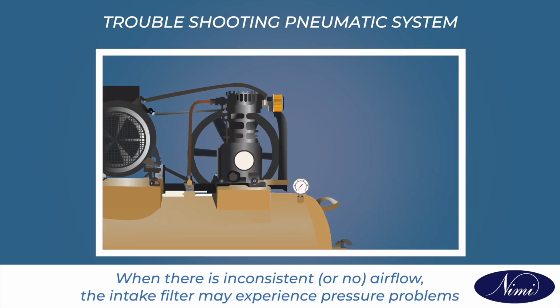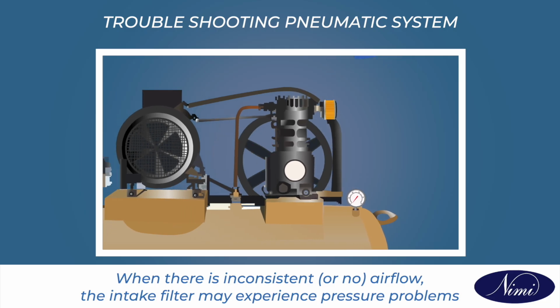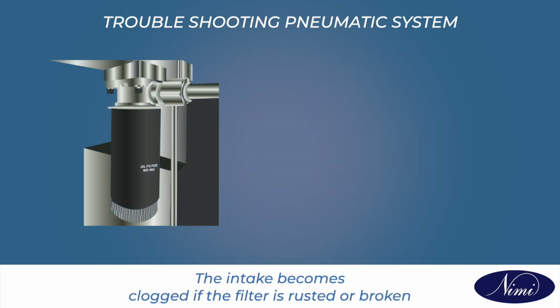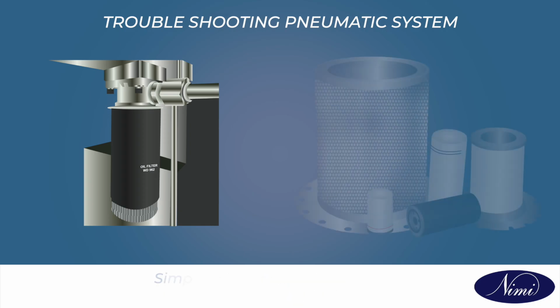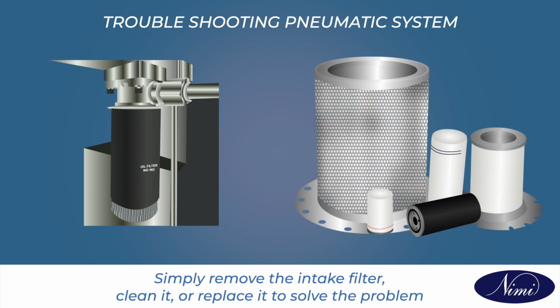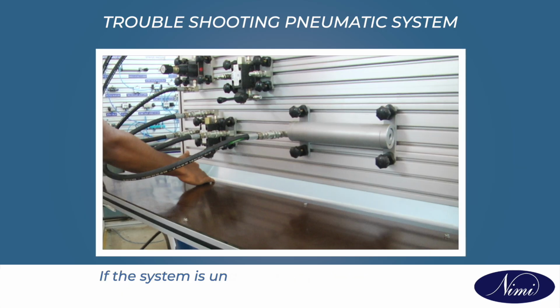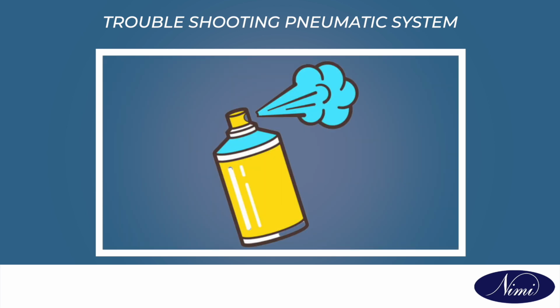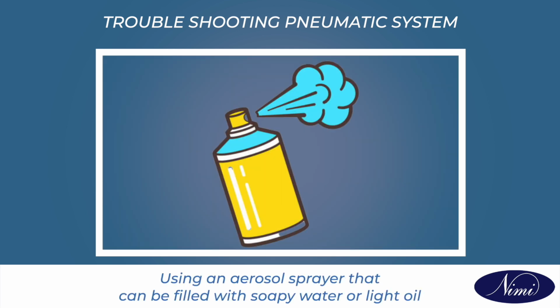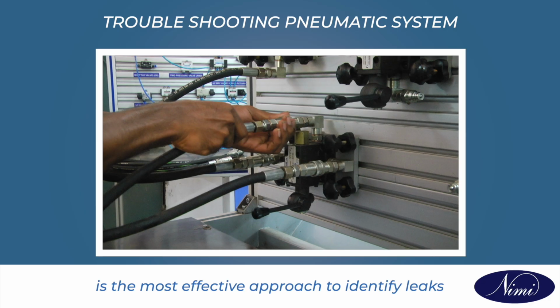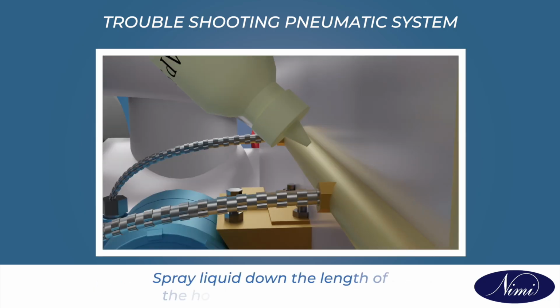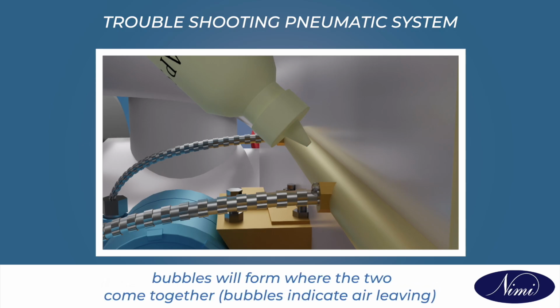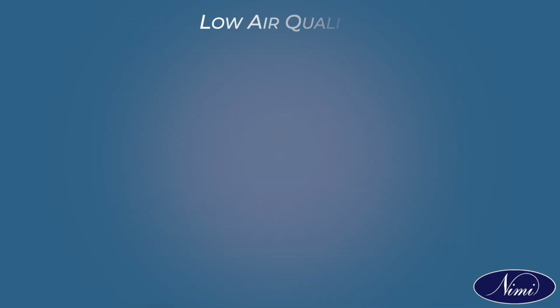When there is inconsistent or no airflow, the intake filter may be experiencing pressure problems. The intake becomes clogged if the filter is rusted or broken. Simply remove the intake filter, clean it or replace it to solve the problem. If the system is underpowered or the machine isn't working, you most certainly have a leak someplace. Using an aerosol sprayer that can be filled with soapy water or light oil is the most effective approach to identify leaks. Spray liquid down the length of the hose starting at one end. If there are leaks in the hoses or attachment, bubbles will form where the two come together. Bubbles indicate air leaving.